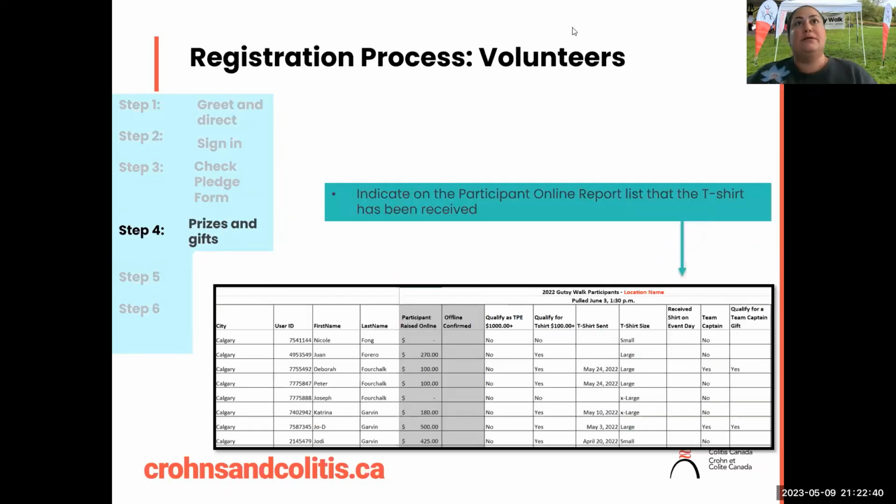Moving on. So here, you'll see that column that says if they received their shirt on event day. If they hadn't received their shirt prior to that May 21st fundraising deadline, then they're eligible to receive their shirt on event day. If you do hand out their shirt to them, please ensure you mark this on the sheet, along with the shirt size that was given. It's sometimes not the same size as they indicated on the list. And this just gives us a good idea of who's received their shirts, so we don't mail them a duplicate shirt.